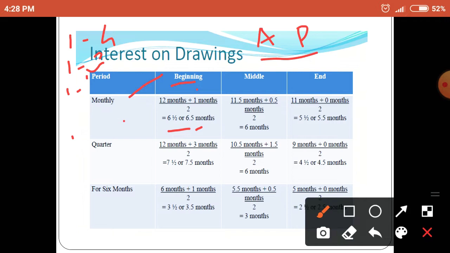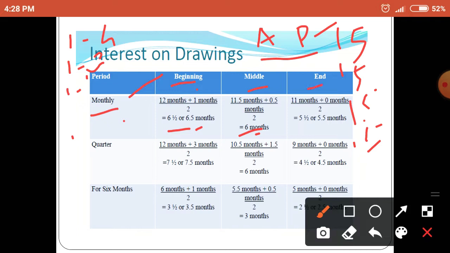6.5 months, that is 6.5 months. If drawing is given in the problem, the middle of each month means what? Every month's 15th date: 15 August, 15 March, 15 November, 15 December, 15 February. So if drawing is given for the middle of each month, the average period you have to consider is 6 months.